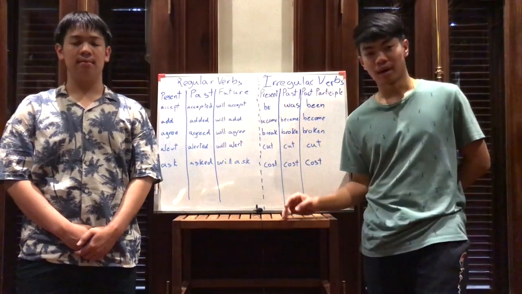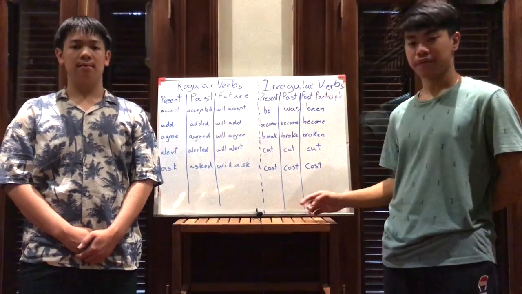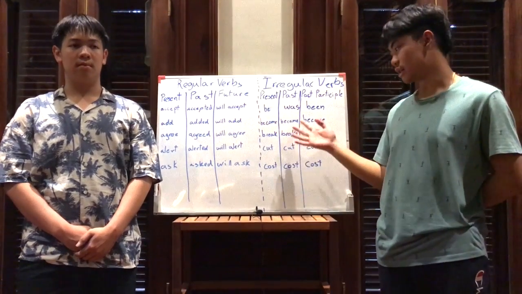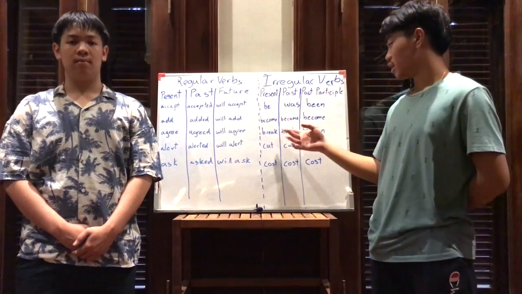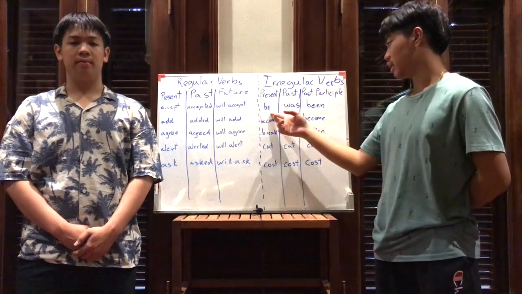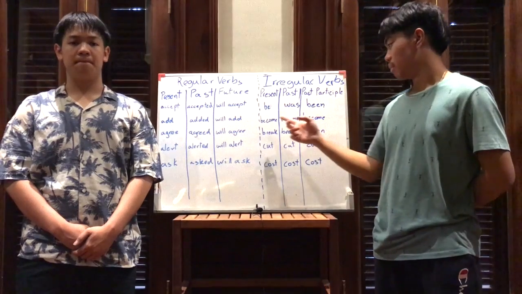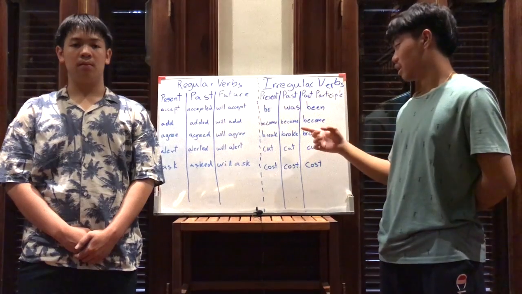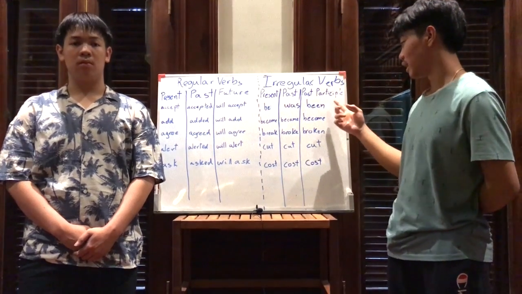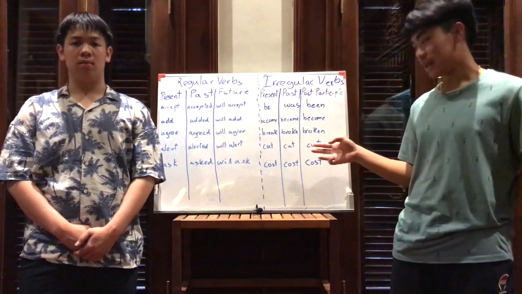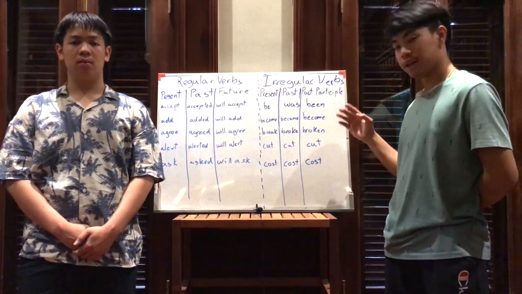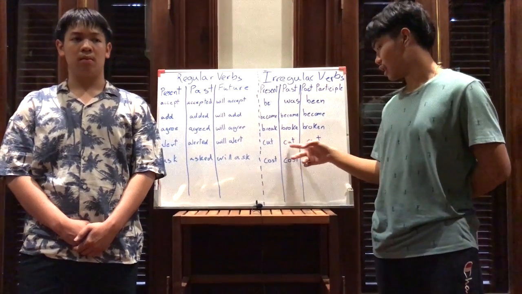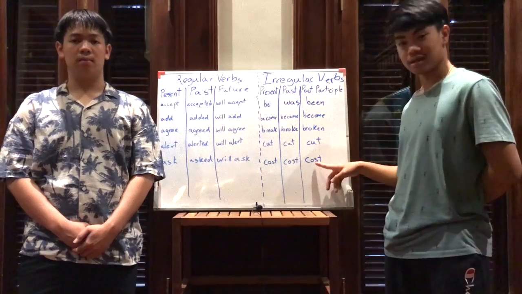And now I will talk about irregular verbs. There are 3 forms: present, past, and past participle. Here are 5 examples you can see. The first 3 will change the form, like be, was, been; become, became, become; and break, broke, broken. Or the present and past participle will be the same, like come and become. The last 2 are verbs that will stay the same, like cut, cut, cut, and cost, cost, cost.